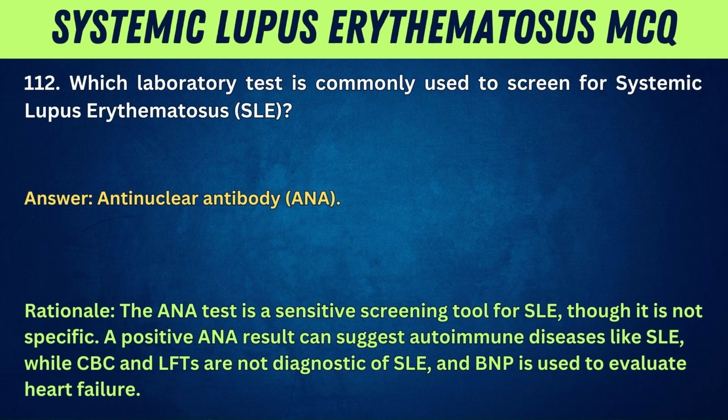Rationale: the ANA test is a sensitive screening tool for SLE, though it is not specific. A positive ANA result can suggest autoimmune diseases like SLE, while CBC and LFTs are not diagnostic of SLE, and BNP is used to evaluate heart failure.